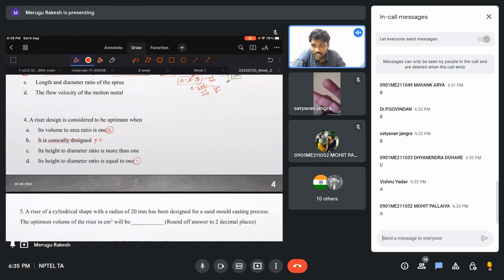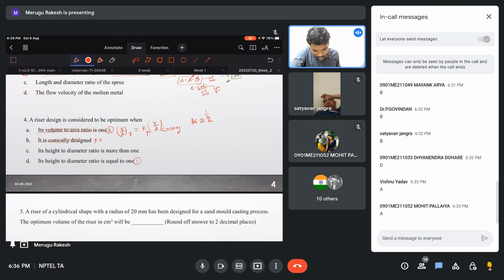The first option is its volume to area ratio is 1. The volume to area ratio of the riser depends on the volume to area ratio of the casting. This constant K is generally greater than or equal to 2 or 3. We also call it the modulus design for risers, which will be taught in coming classes. It will be greater than 2, so it is not equal to 1. So the option is wrong.